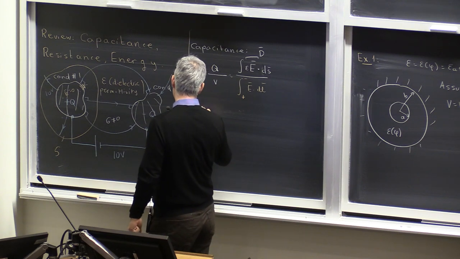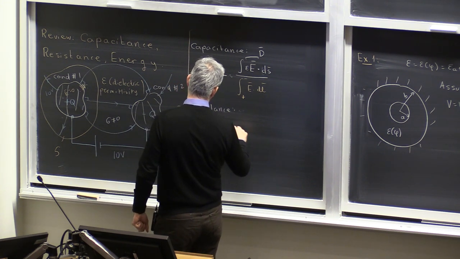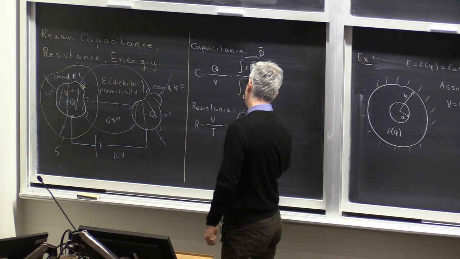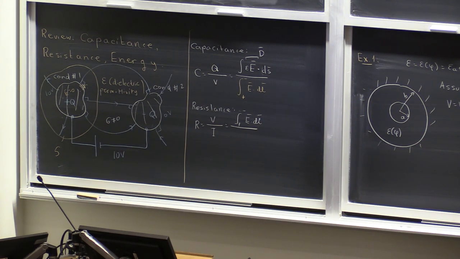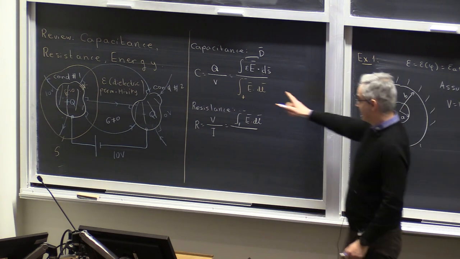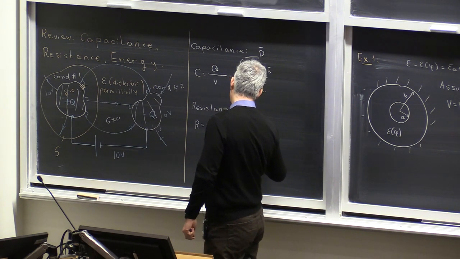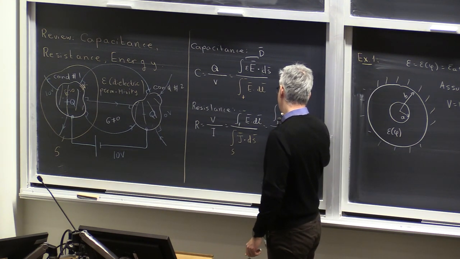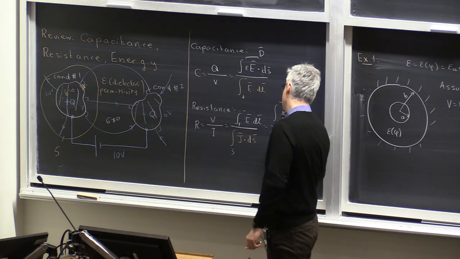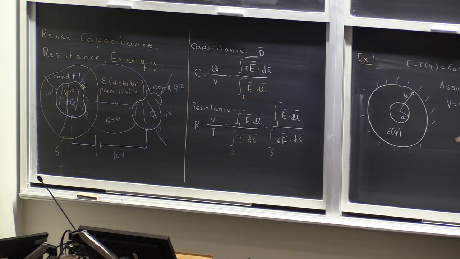And then the resistance here would be V over I. V is the same V as the one above. And I, the current, can be found through the flux of the electric current density, J dot dS, in a similar surface as this one, from Ohm's law that we saw, this version of Ohm's law for fields, J is sigma E, dot dS.